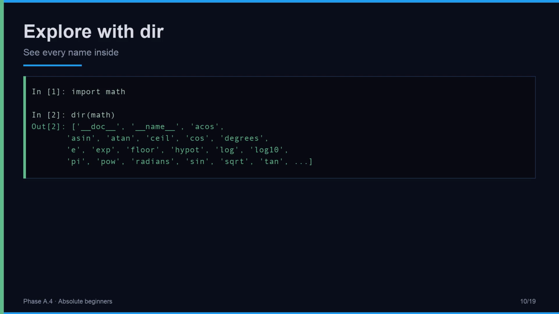The names with double underscores are internals, skip those. The plain names are your tools. Dir is how you window shop a module. When you do not know if something exists, ask the module directly.